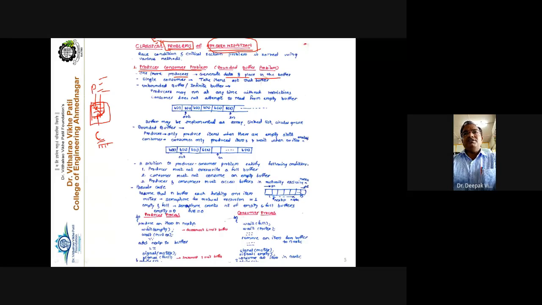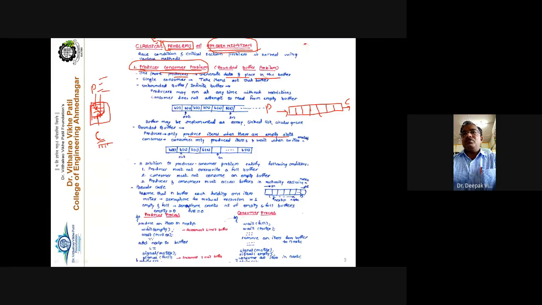So what exactly is the example that we'll see, right? The example is the bounded buffer: the producer only produces items when there are empty slots. Of course, that is correct. Say for example, this is the buffer, this is the buffer capacity, or you can assume it as a queue. The producer is producing and putting items here, and the consumer is consuming items, which means it is removing items from the queue.